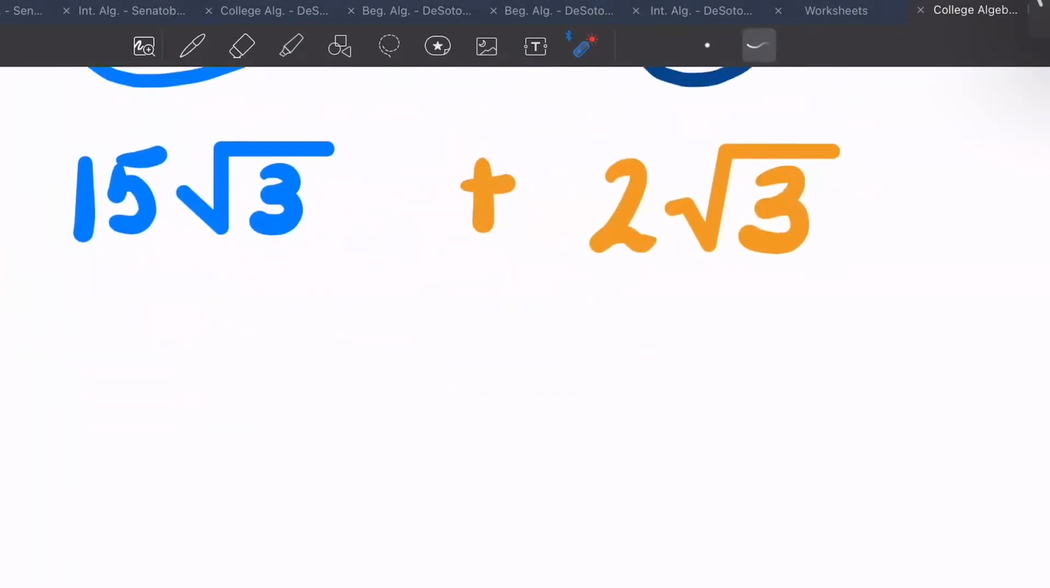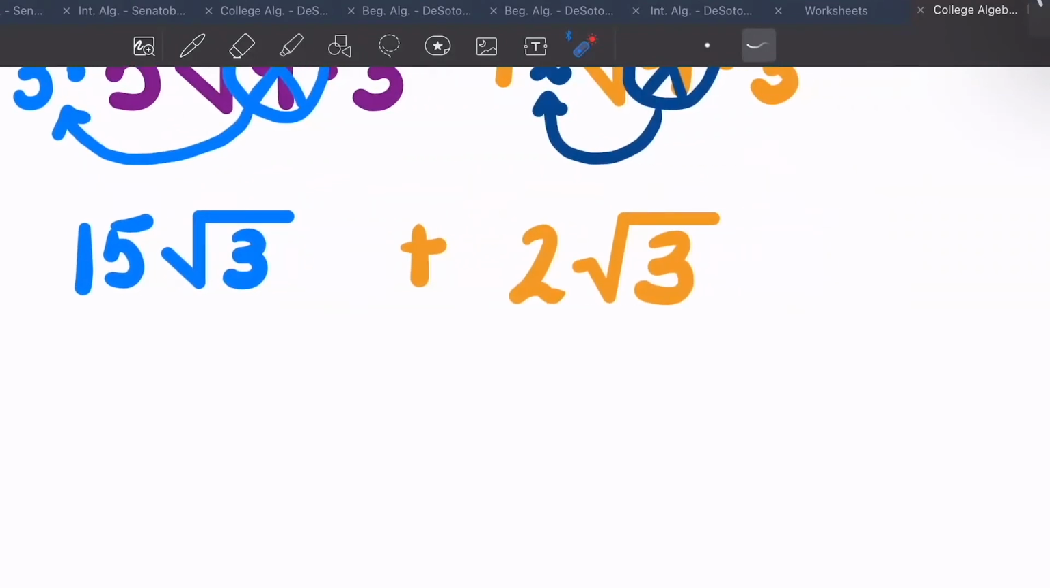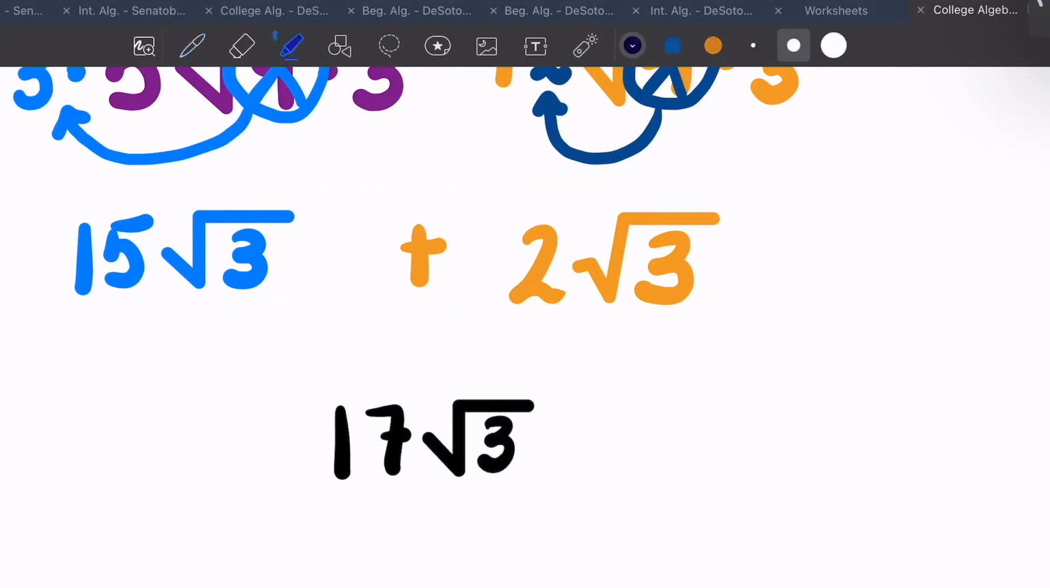Okay, well now look what happened. Now we're left with 15 on the square root of 3 plus 2 on the square root of 3. Well, now we have like terms. Now we have radicals that are the same. Because they're the same, we can add them together. So we have 15 on the square root of 3 plus 2 on the square root of 3. That gives us 17 on the square root of 3. Okay.